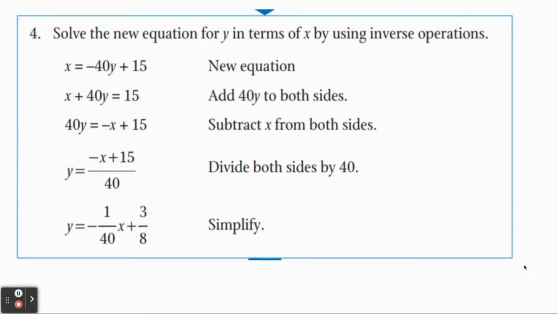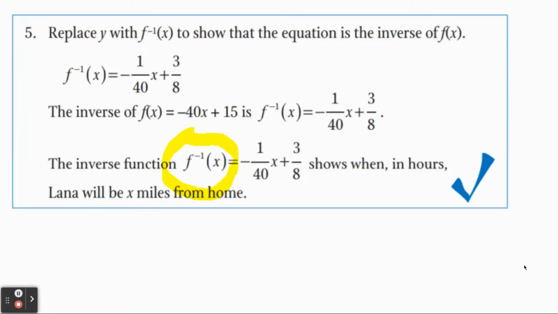So now that we have the x and the y switched, let's solve for y. You're going to subtract x. You're going to divide by 40. Be careful that you have to divide everything on the right-hand side by 40. And 15 over 40 simplifies to 3 over 8. So there is your inverse function. Of course, you want to write it in the correct notation, which is f to the negative 1 of x.